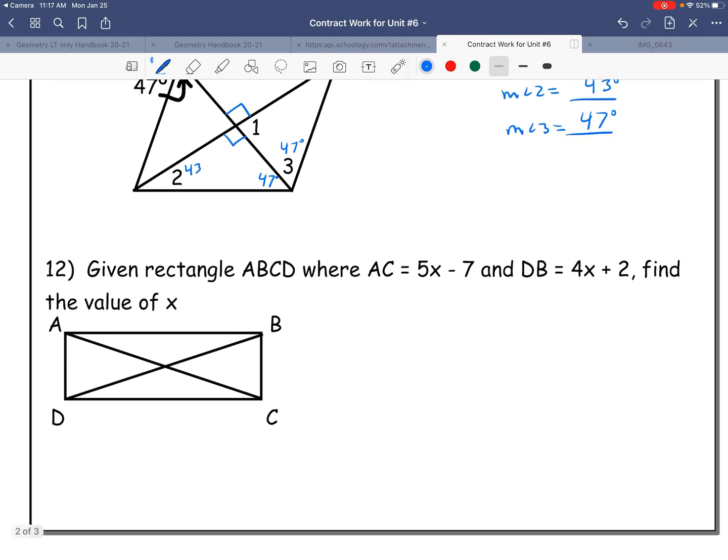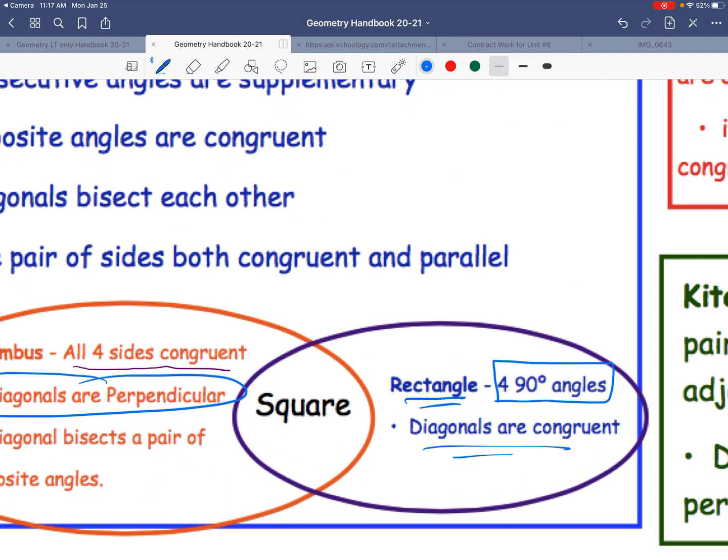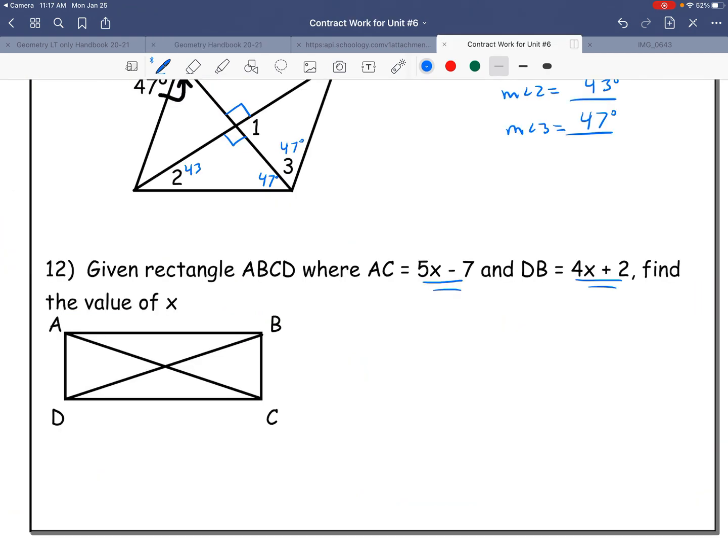Given this rectangle, AC is one of the diagonals, DB is the other diagonal. I know with the rectangle that diagonals are congruent. So I'm going to set these equal to each other. 5x minus 7 equals 4x plus 2. Solve this for x. I get x is 9.